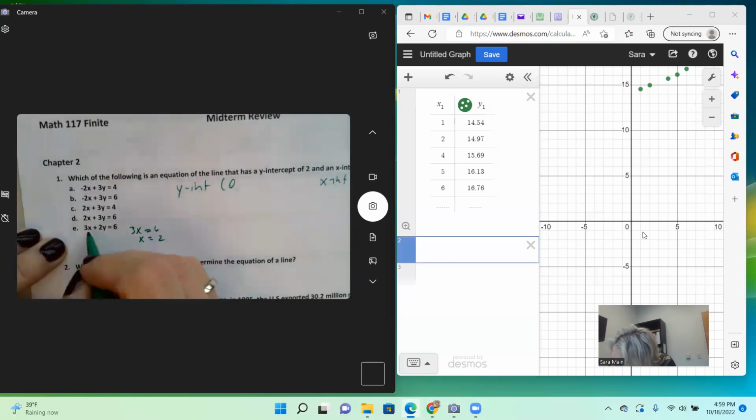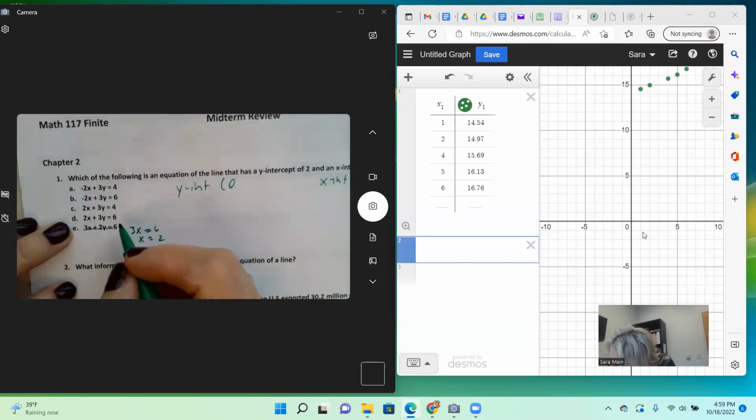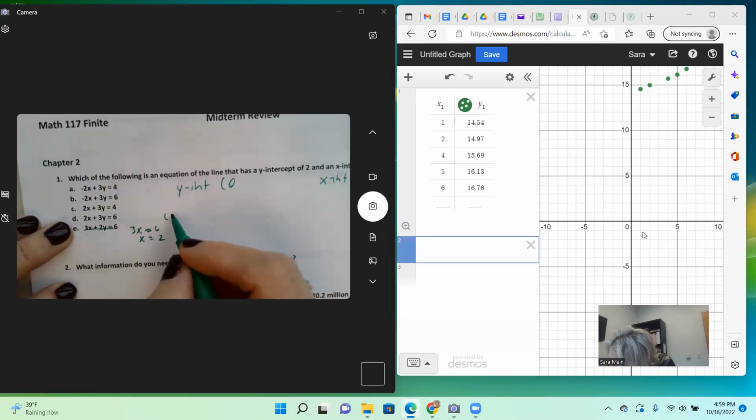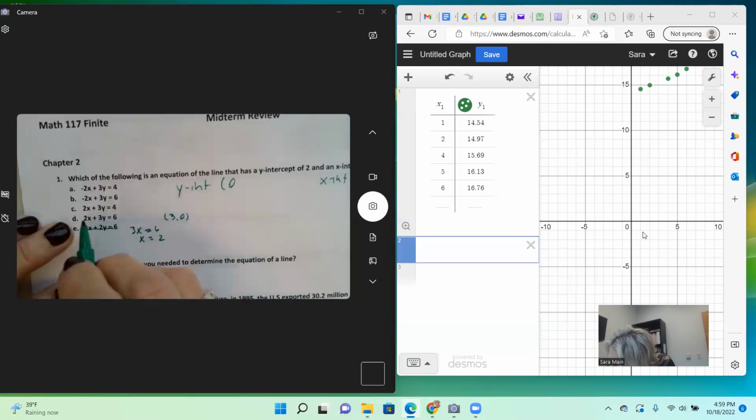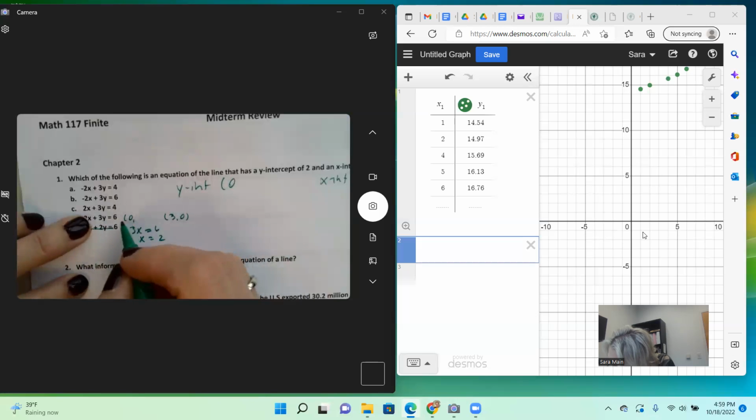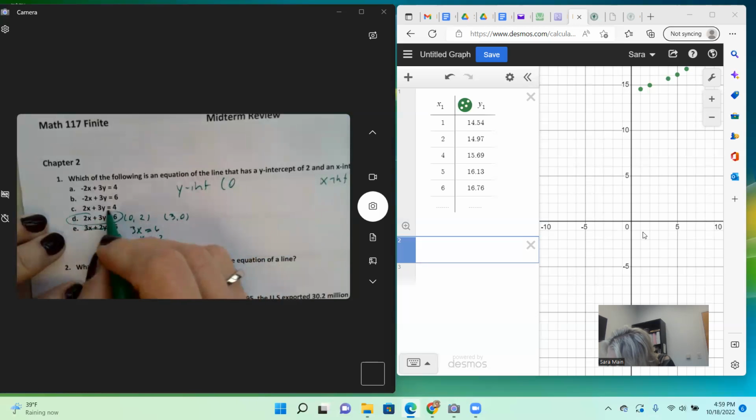So this one's not it. So 0 in for y, I get x equals 3 here. This one has a 3 and a 0 for the x-intercept. And the y-intercept is when I put 0 in for x, I get my y-intercept is 2. So I think it's this one here, D.